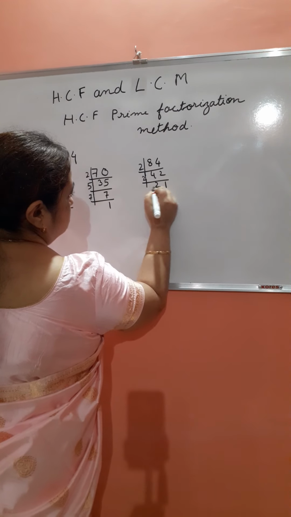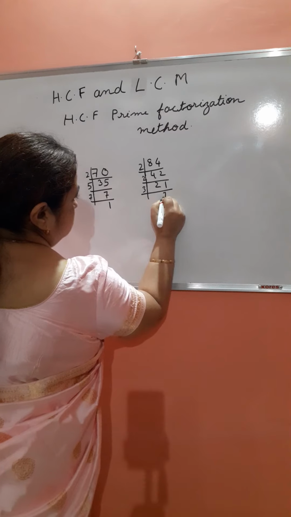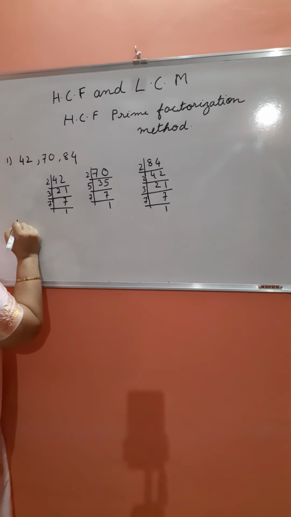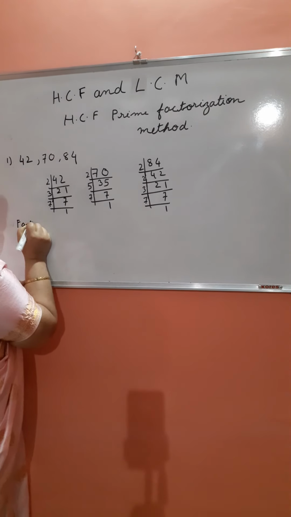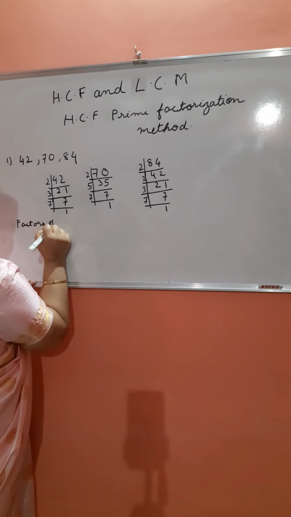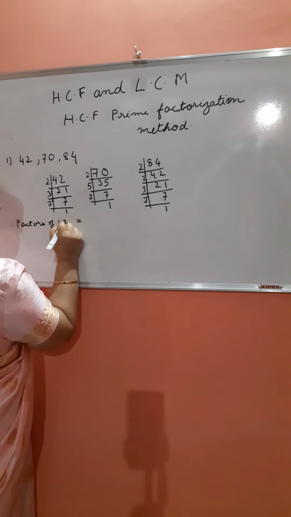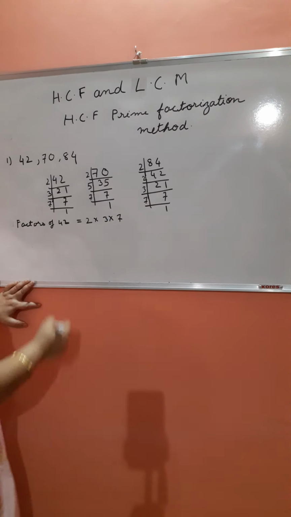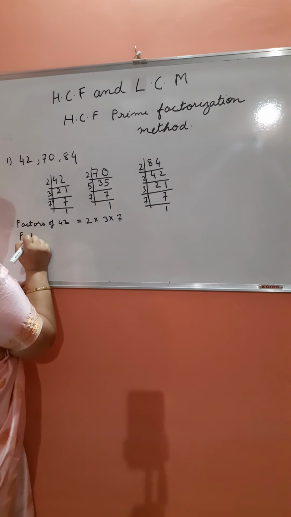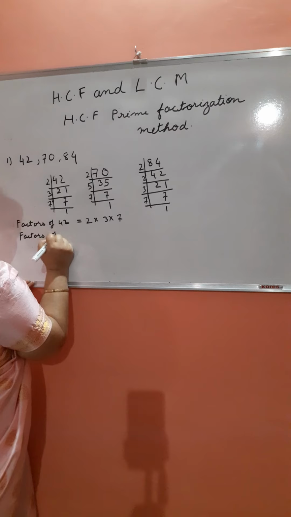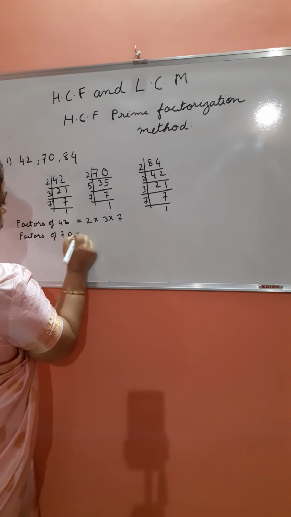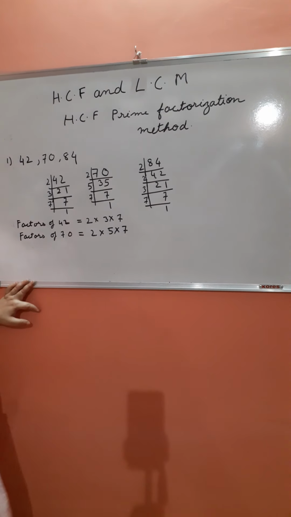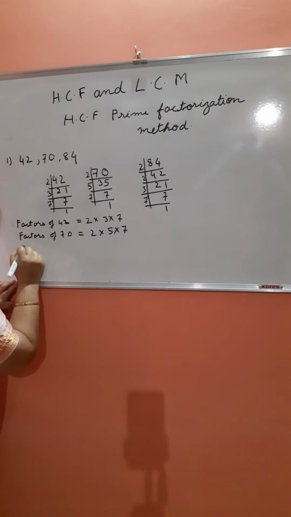So 4, 2 1s are 3 7s are 7 1. So the factors of 42 are 2 into 3 into 7. Then the factors of 70 are 2 into 5 into 7. And the factors of 84.